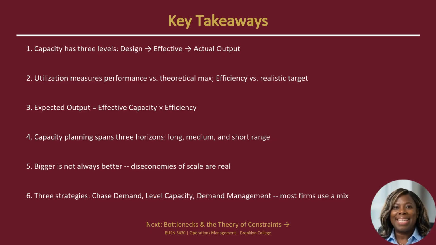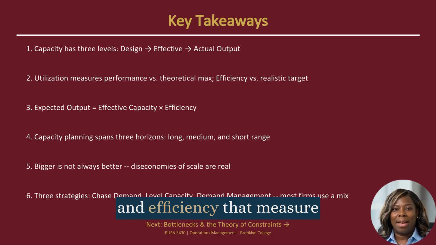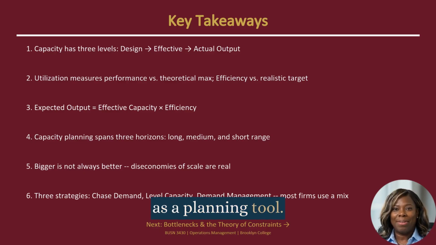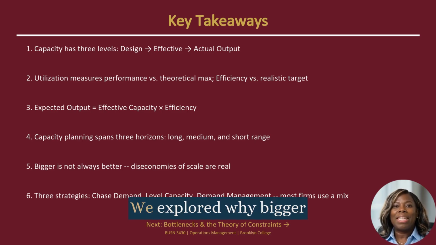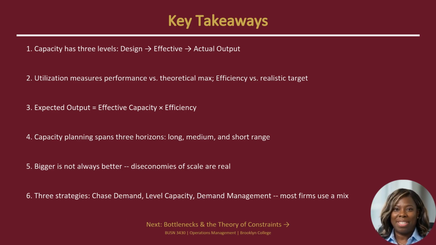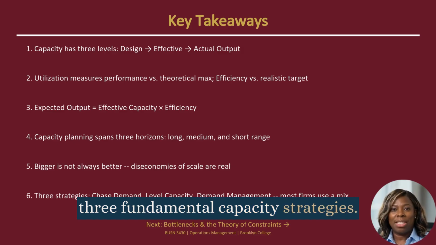Let's recap the 6 key ideas from this lecture. We covered the 3 levels of capacity and the 2 formulas, utilization and efficiency, that measure performance at each level. We introduced expected output as a planning tool. We mapped out the 3 planning horizons and the concept of the capacity cushion. We explored why bigger isn't always better through economies and diseconomies of scale. And we compared the 3 fundamental capacity strategies.